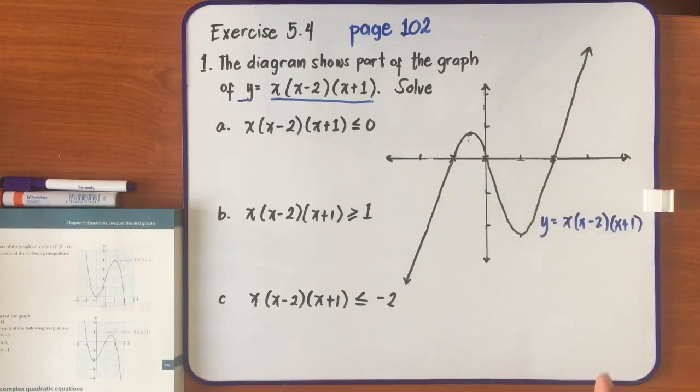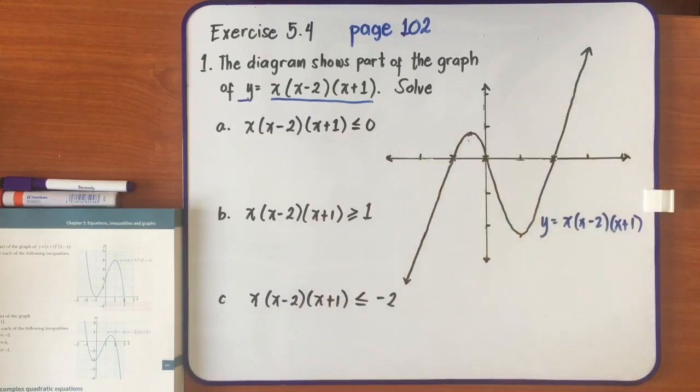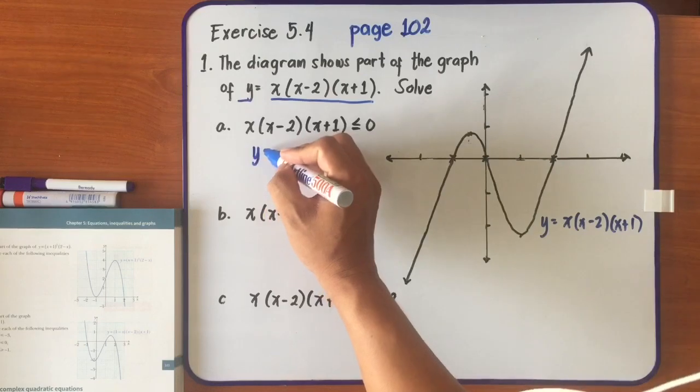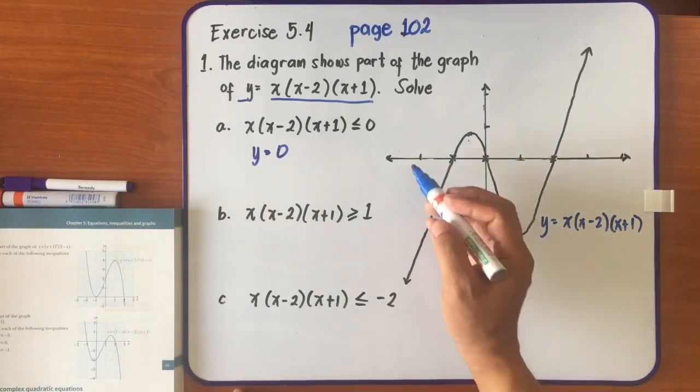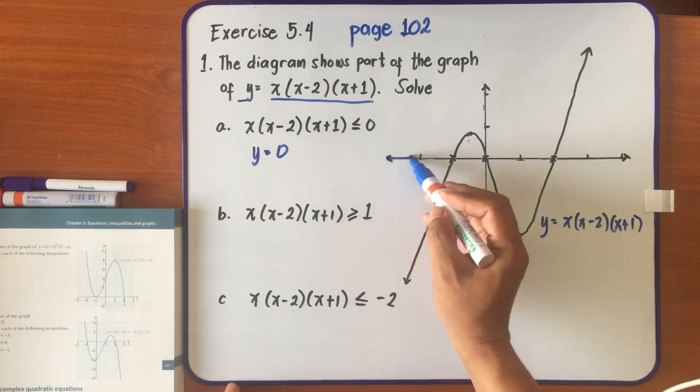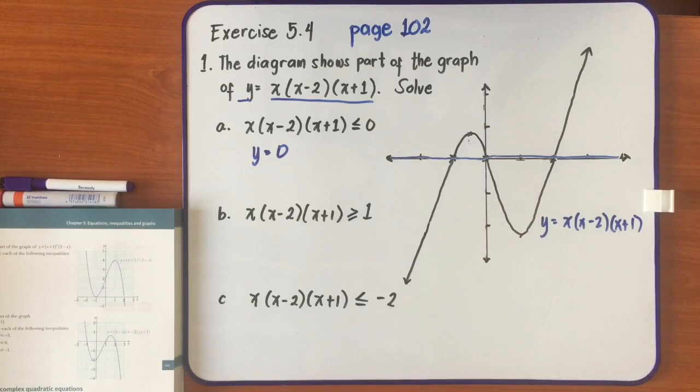Which you have learned in your previous lesson already. So, if I am going to solve the first one, less than 0, I am just going to draw y is equal to 0. Draw this line. What does it mean by y equals 0 as a line? I am just going to draw it here. Draw y equals 0. Because basically y equals 0 is the x-axis.